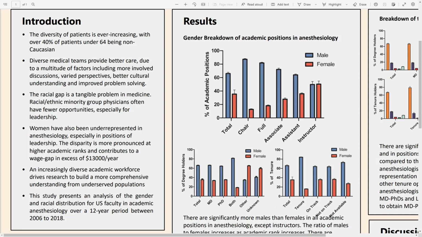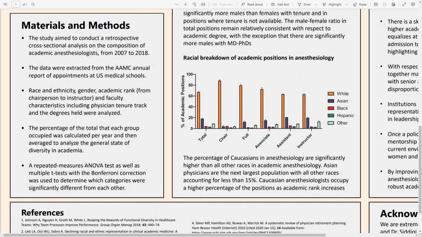So this study aimed to analyze these disparities and try to understand where the gaps in equity and diversity were happening. This study used a retrospective cross-sectional analysis to study the diversity of academic anesthesiologists using a dataset extracted from the AAMC annual report on faculty appointments.